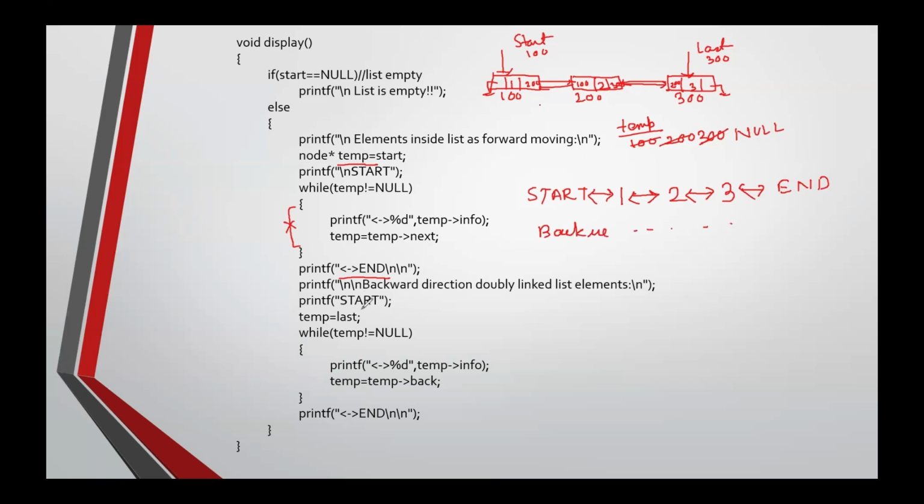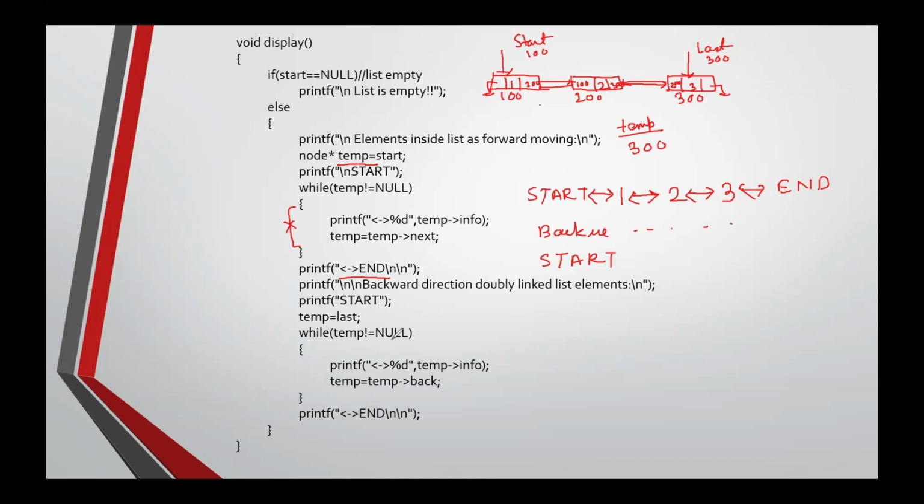So this one. Then it will print which value? Start. So this is for backward. Now what does temp store? Null value. Previously temp stored the null value. Right now temp equal to last. What is the last value? 300. So temp stores 300. While temp not equal to null.